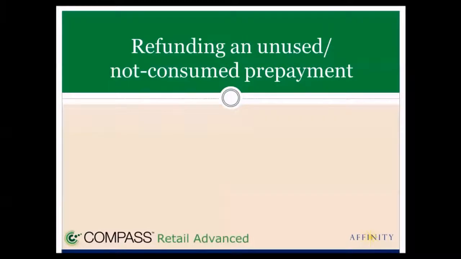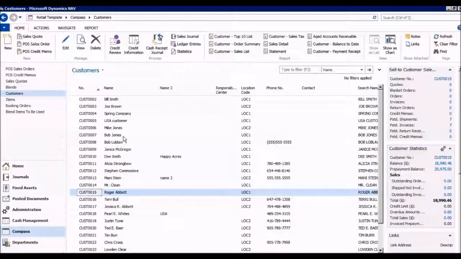The next scenario we're going to look at is refunding an unused or not consumed prepayment. When we want to refund any type of prepayment that hasn't yet been consumed, or in other words is unused, what we want to do is credit the customer's account receivable balance. So to refund a prepayment, we must start at a POS credit memo.